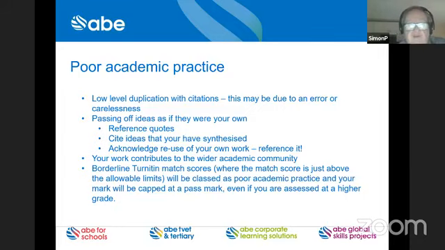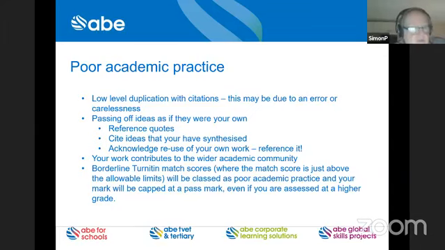as we describe it, is a case sometimes where you get low-level duplication with citations, but still are pointed out in the Turnitin system as having what they call quite a high match score percentage.